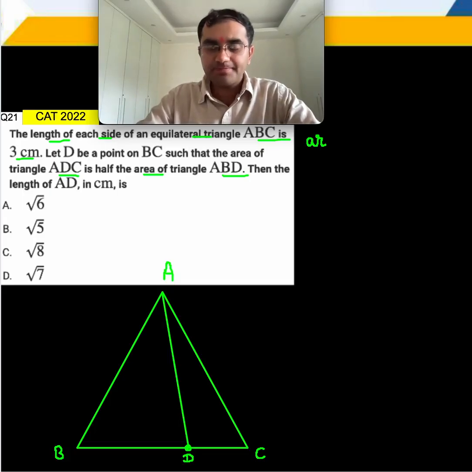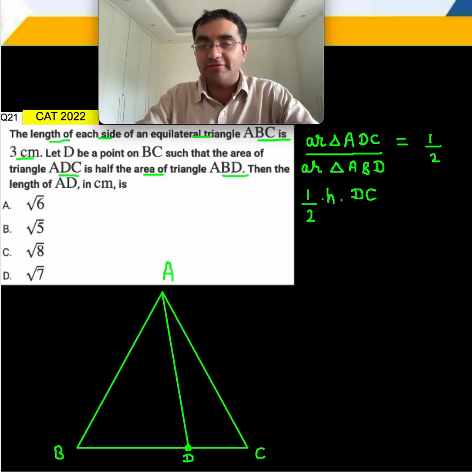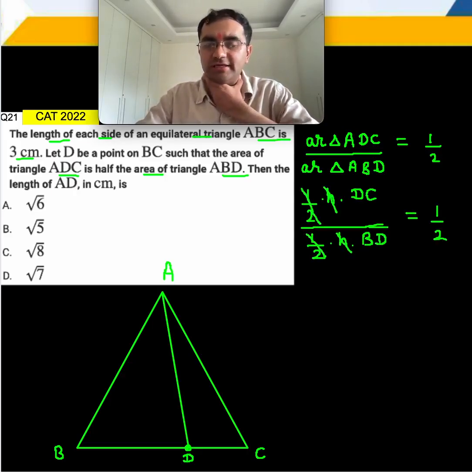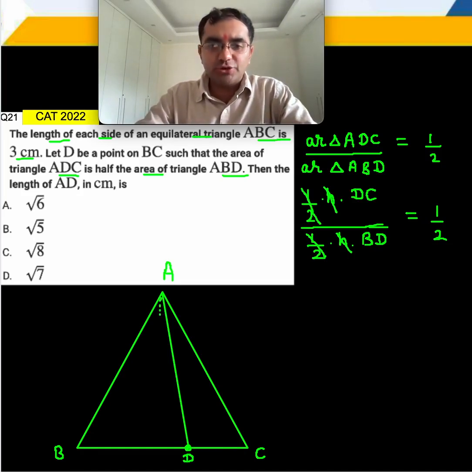So that ADC is half of ABD. Okay, so area of triangle ADC upon ABD is 1 upon 2. And ADC will be half into base into altitude. Altitude will be h, let me call it h, and base will be DC for ADC, and for ABD it is half h and BD, which is 1:2. So half and h get cancelled. That means DC is to BD is 1:2, and BC is of length 3 centimeters, right? Total is 3.